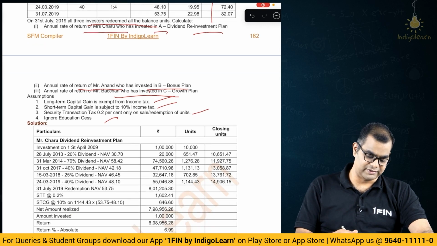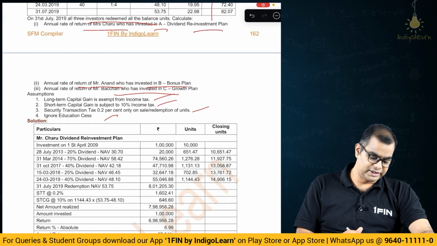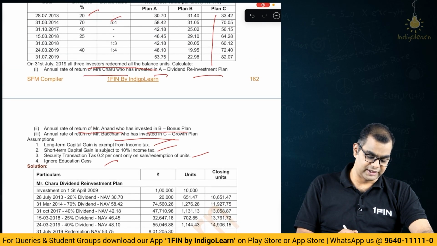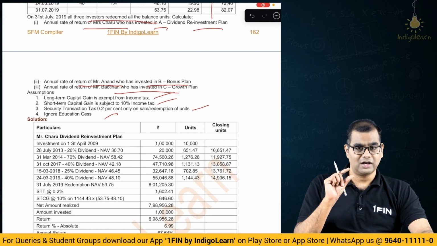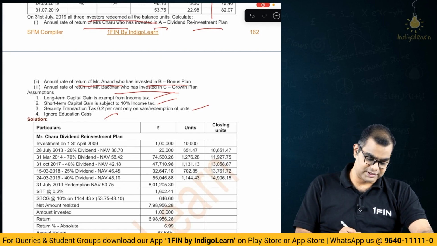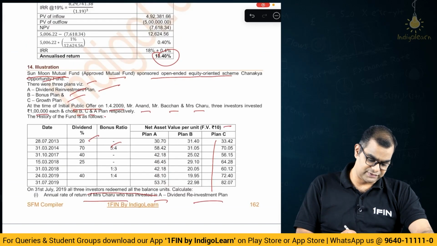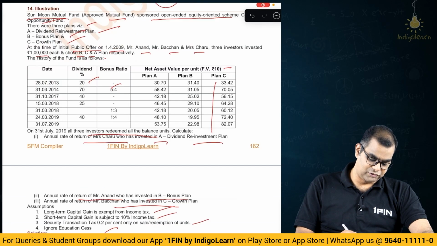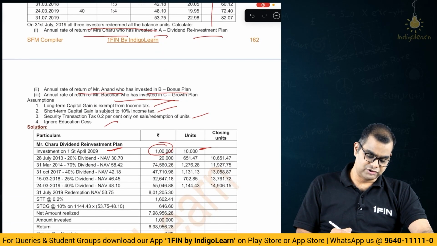Otherwise, ignore all of them, give it clearly in your assumptions. Now, what did Charu invest in? Charu invested in a dividend reinvestment plan. Dividend reinvestment plan means the count of units increases. So, what happens? Each of them invested 1 lakh on 1/4/2009. So, you had 10,000 units.